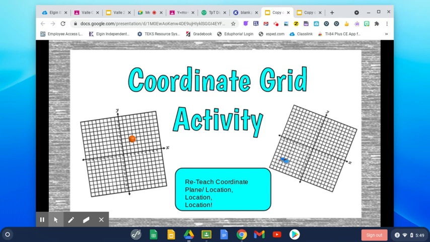The lesson we are going to do today is looking at the coordinate grid. This is a reteach lesson. It's all about location, location, location. Understanding the coordinate grid is an essential foundation of algebra. We will use the coordinate grid in many parts of the real world today.